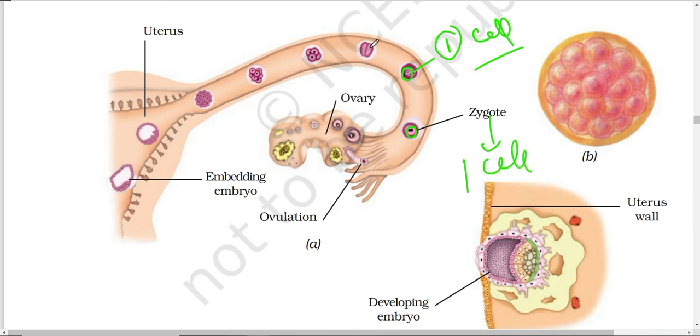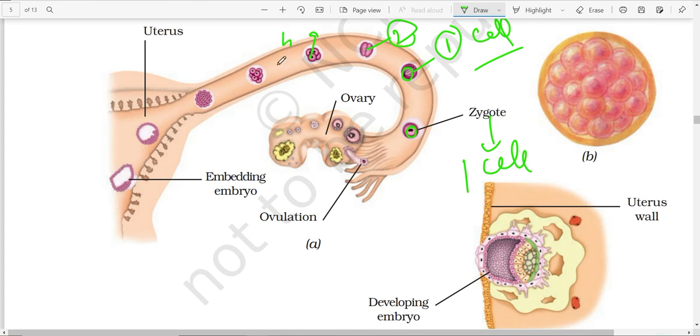This divides into two cells, and this is known as the two cell stage. Then it divides into four cells, which is known as the four cell stage. Then it divides into eight cells, which is known as the eight cell stage. And then it divides into 32 cells, which is also known as the 32 cell stage, and morula.